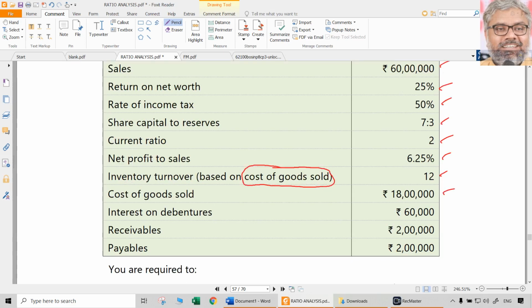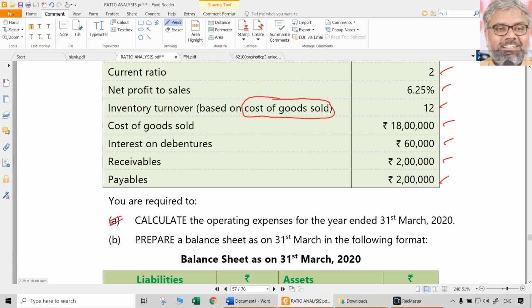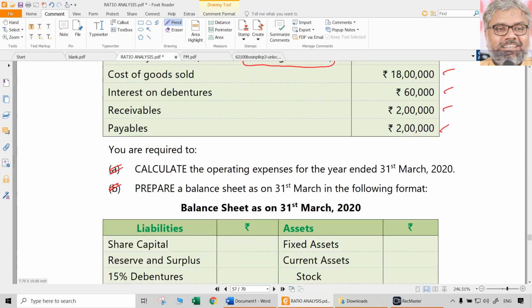Cost of goods sold is 18 lakhs rupees. Interest on debentures is 60,000 rupees. Receivables is 2 lakhs rupees. Payables is 2 lakhs rupees. First thing first, we are required to calculate the operating expenses for the year ended 31st March 2020. Second thing is, we have to prepare balance sheet as on 31st March in the following format.